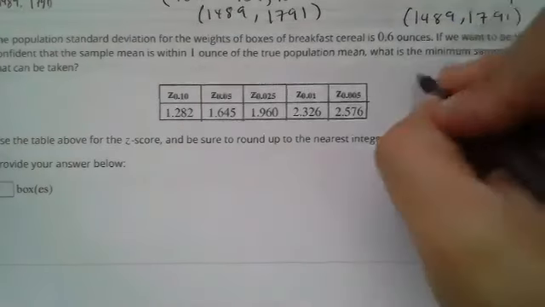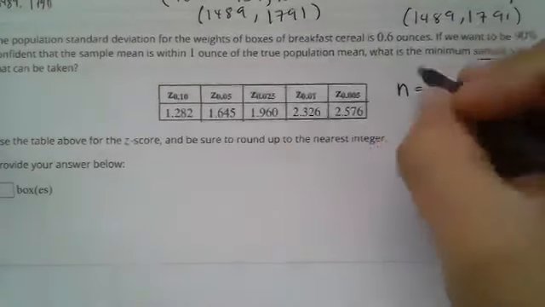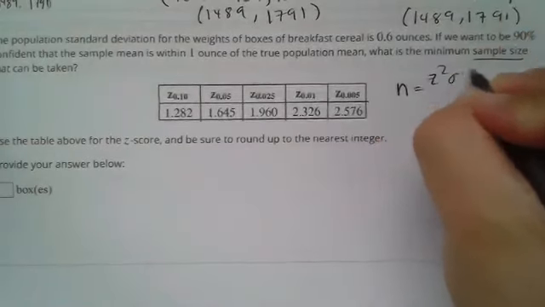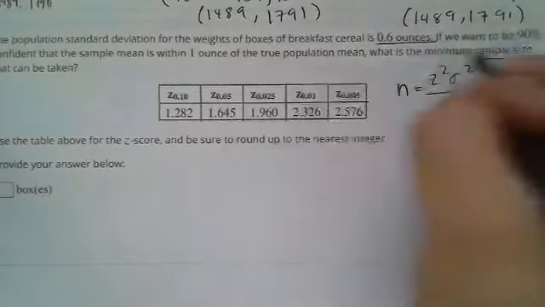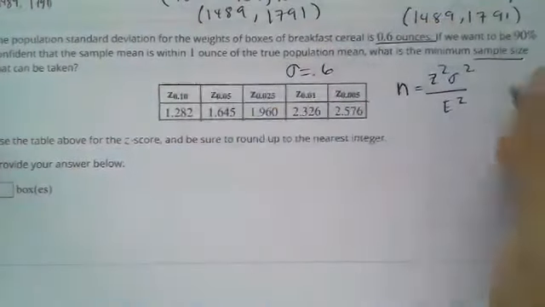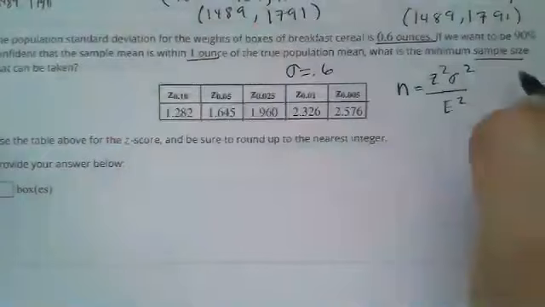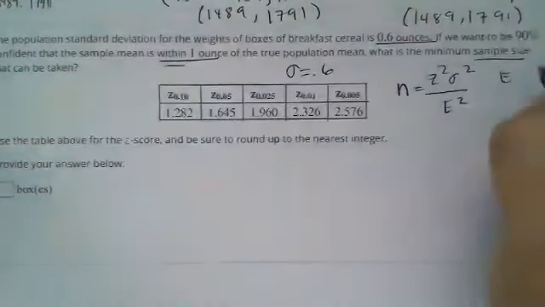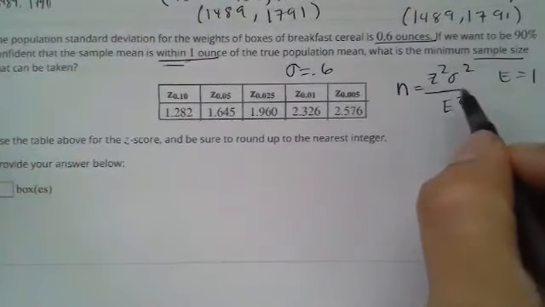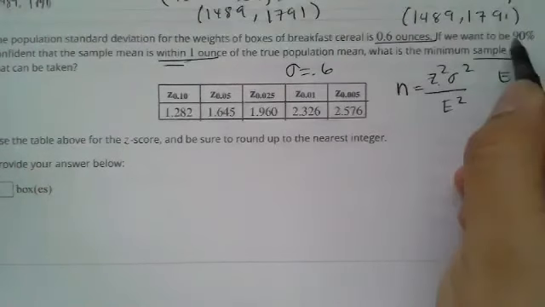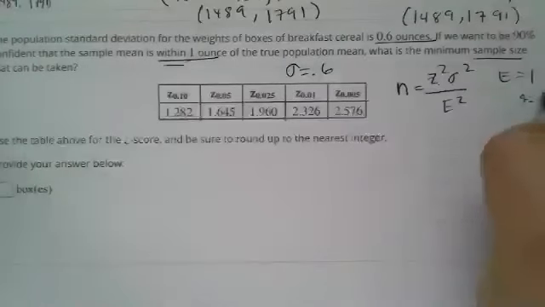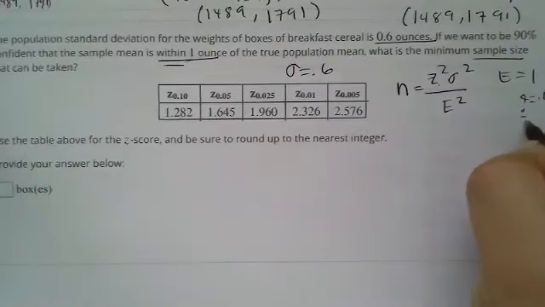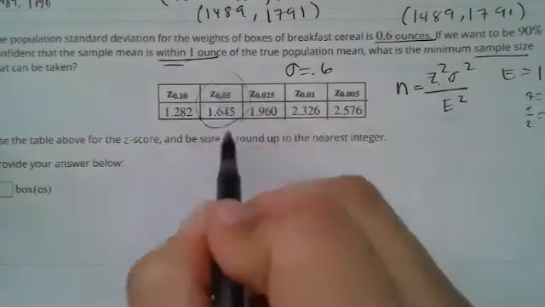So we need to use that formula for sample size. Z squared sigma squared over error squared. So we have this 0.6, and we have the error, it's 1 because of the word within, and then we just need z, but it's 90% confidence. So remember, alpha is 0.10, alpha over 2 is 0.05. So z of 0.05 is 1.645.